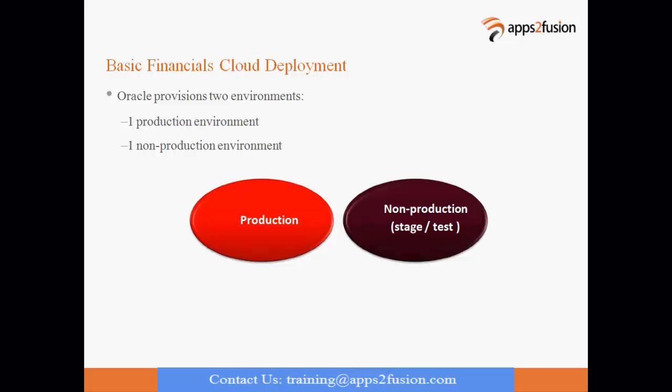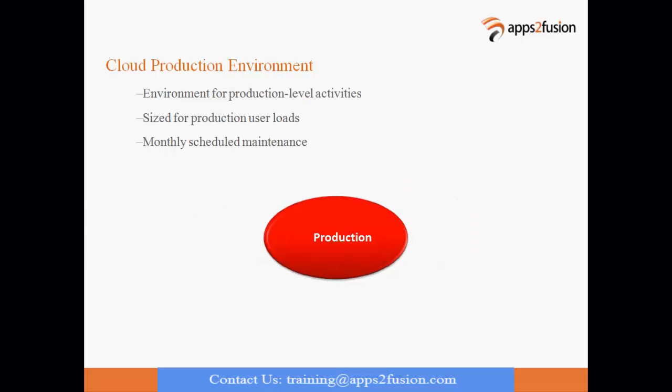But if you buy any of the modules or any licenses, you get a production environment and a test environment. The production environment is what you use for your production activities, where your actual live data or live transactions are entered, and you have a monthly scheduled maintenance for your production environment. That means whatever patches come or whatever system bugs there are, Oracle keeps on patching that particular environment, and you do not have many options to opt out of those patches.